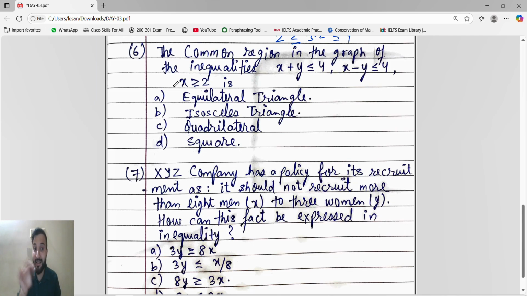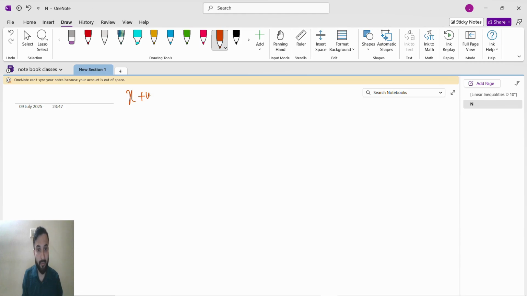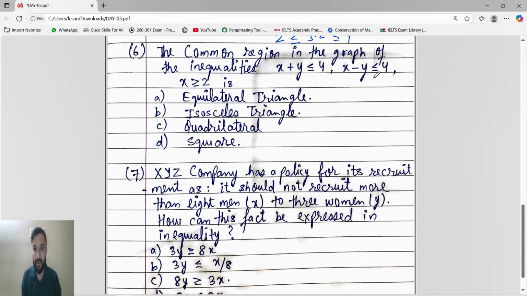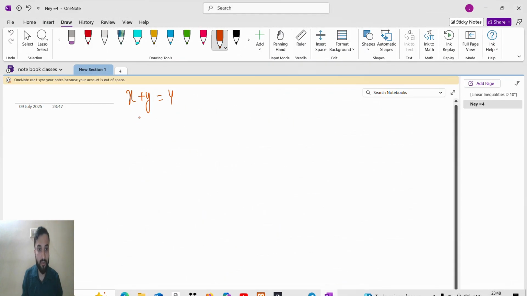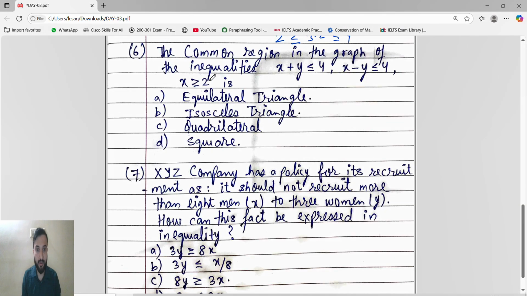The common region in the graph of the inequalities, so we know how we will take it. Guys, the first inequality is x plus y, I will take it as equals to 4. The second inequality is x minus y equals 4. And the third is x is greater than or equal to 2.